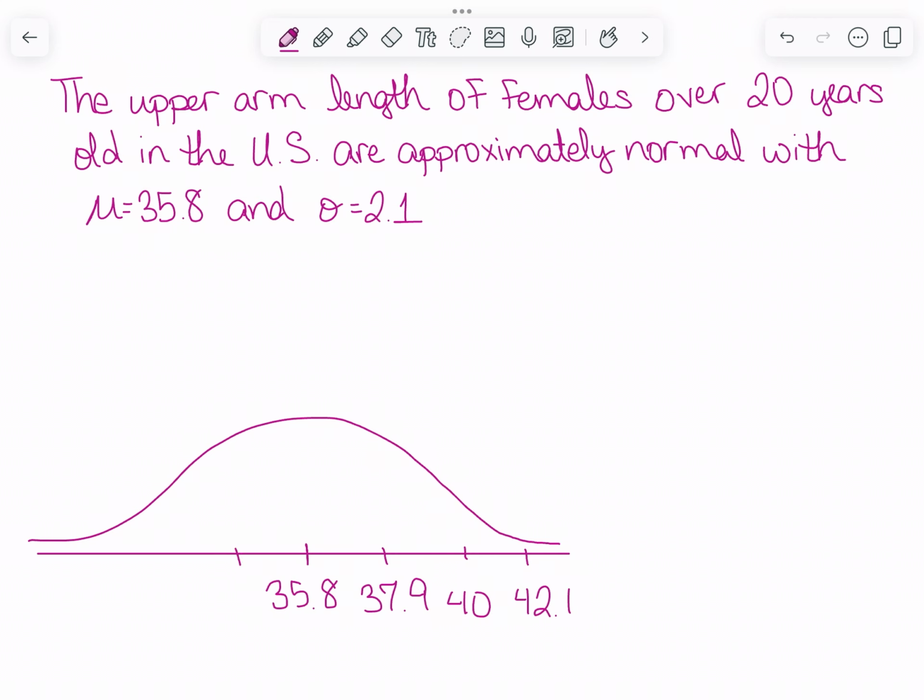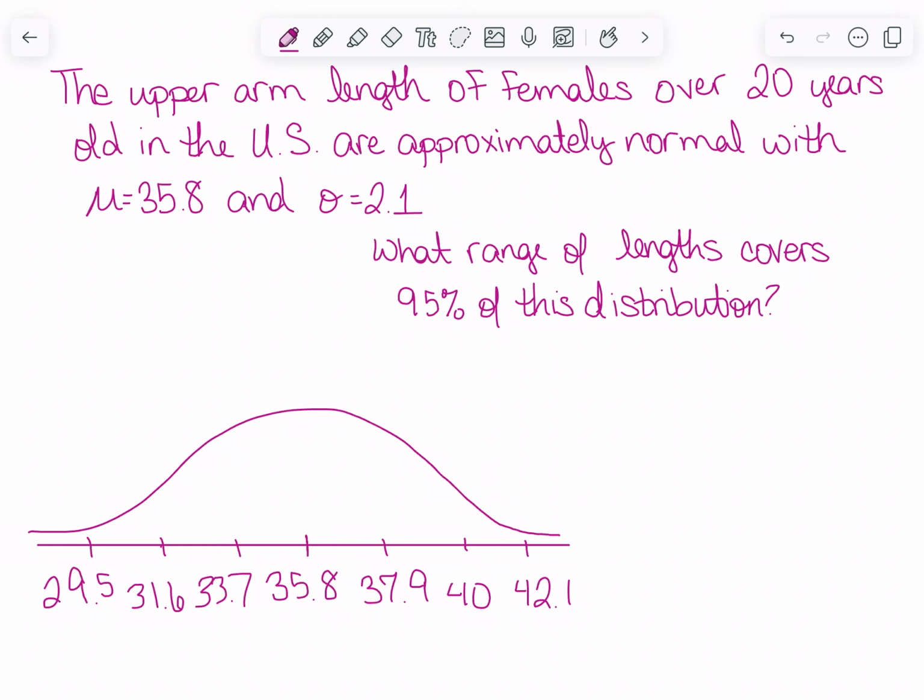To go to the left, I'm going to subtract 2.1. 35.8 minus 2.1 is 33.7. Subtracting 2.1 again gives me 31.6. And finally, 31.6 minus 2.1 is 29.5. So now I have my curve drawn and labeled.